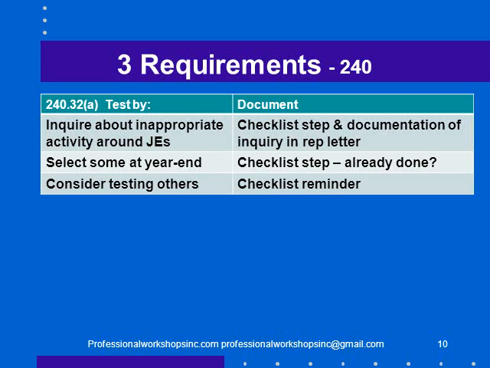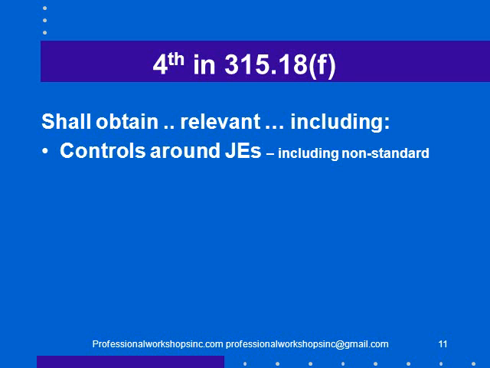Third requirement is to consider testing other journal entries made at other times in the year. And so our documentation of that should be that we should consider that, and then we should conclude whether or not, based on our understanding of the client, that we need to test more or not. And so we would either decide to test more or decide not to test more and document that. And there's kind of a fourth requirement in 315.18F, which is that the auditor shall obtain, so there's the shall word, we have to, relevant information about internal control, including controls around journal entries and including controls around making non-standard journal entries.